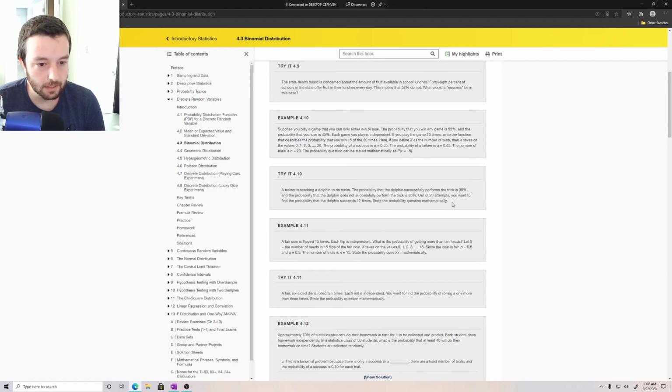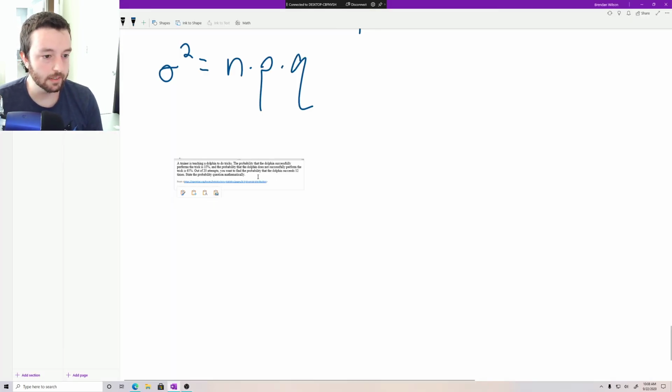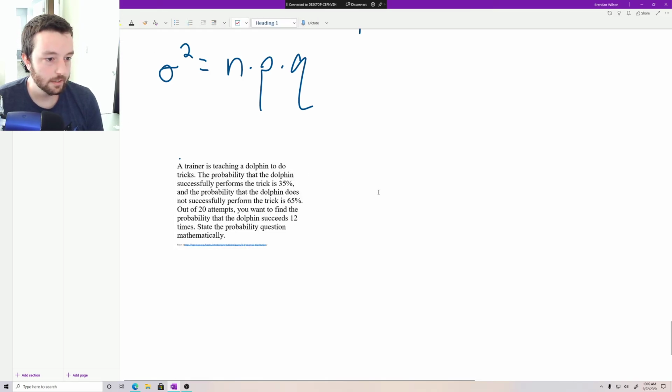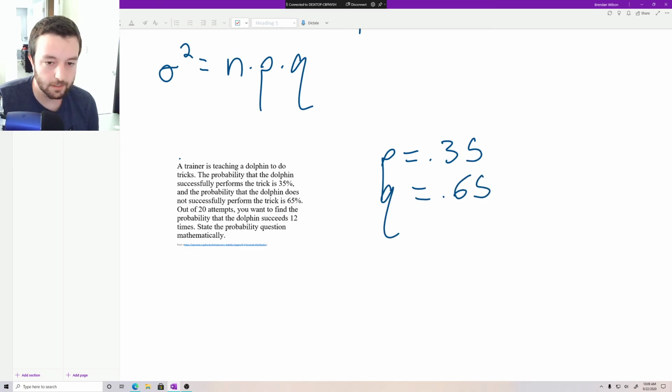Let's just look at one of these examples so that we can think about how to write these out. Okay. So it says the trainer is teaching a dolphin to do tricks. The probability that the dolphin successfully performs the trick is 35%. So P is 0.35, and then Q is 0.65, which it tells us, but we don't even need to be told, right? Because it's just 1 minus 0.35. The probability that the dolphin does not successfully perform the trick is 65%.